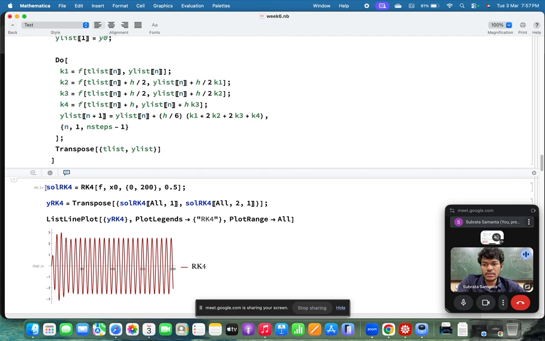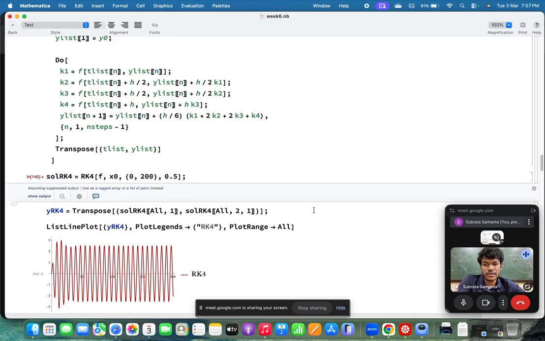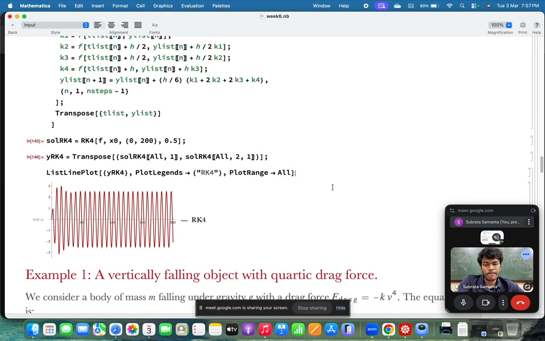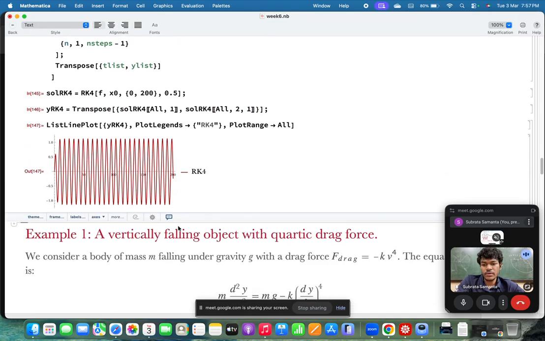Now I again call f the same way, and the solution is now stored to solutions RK4, and I extract y the same way, y and t. This is the values of t and this is the values of y. And now I plot this. The line plot is basically I connected the dots. You see again the same.